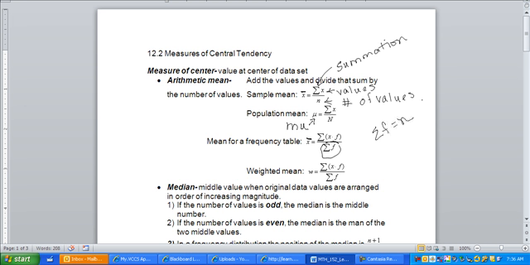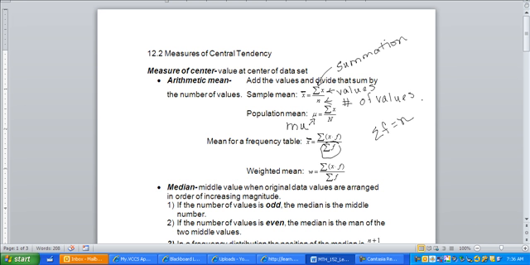But in a frequency table, what you'll have is a list of values, and then you'll have like 2, 1, 5, 7, and so forth under the frequency column. So it's telling how many times each value is repeated in the list.